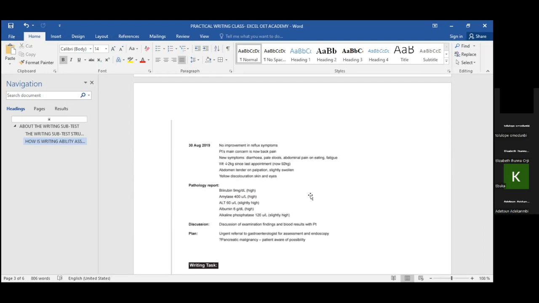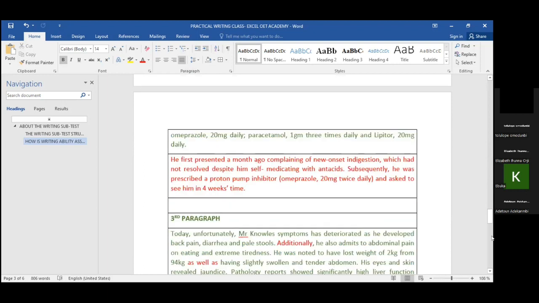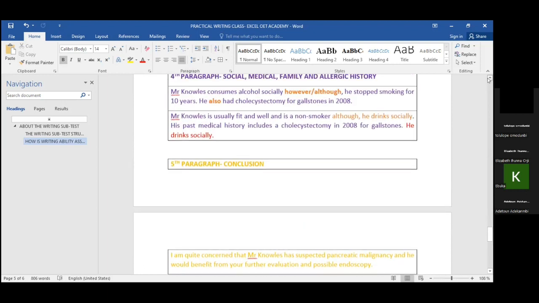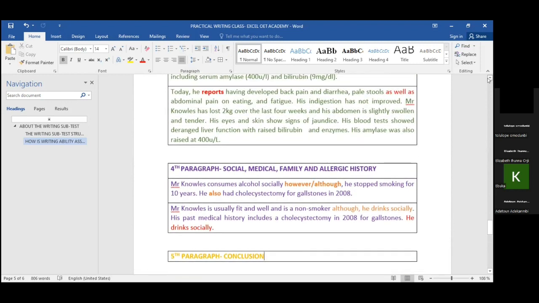Now, for your social history, that's family, social. This last one I showed you, this particular one, in purple here. Can you see this? Have you seen this? This fourth paragraph, I wrote social, medical, family, and medical history.